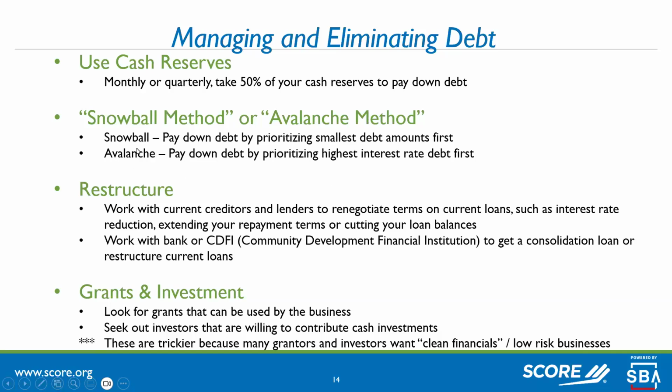With the snowball method, you pay down debt by prioritizing the smallest debt amounts first. So if you have a credit card, let's say that you've got a $2,000 balance on, and you've got a line of credit that you owe $10,000 on, you prioritize by paying the $2,000 off on the credit card first. You wipe that out, and then you start chipping away at the line of credit. And again, this is on top of your regular payments, right? So in a case like this, you would maybe pay the minimum on the line of credit, the minimum that you need to, and pay more on the credit card to get that paid off quicker.